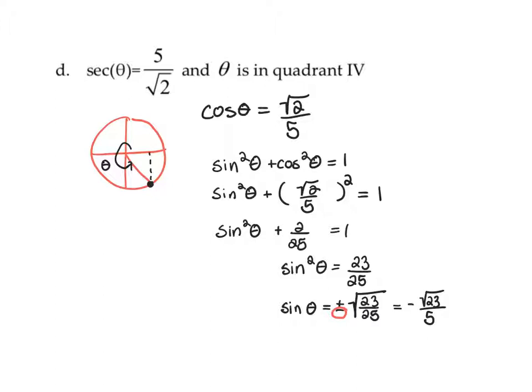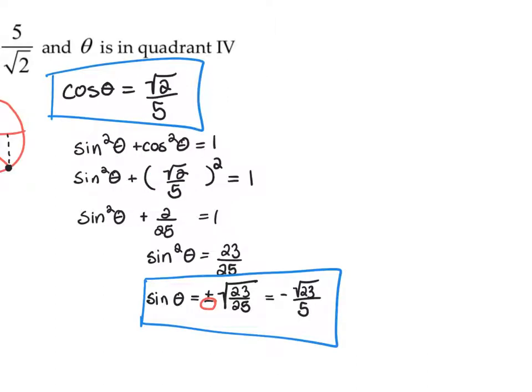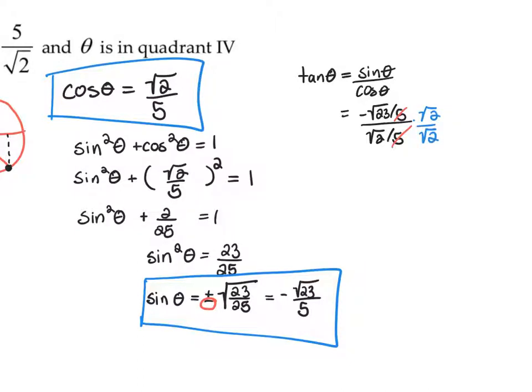Now that I've got sine and cosine, I can basically get everything else. So I can get tangent by doing the ratio of sine and cosine. So now we can say that the tangent of theta is the sine of theta over the cosine of theta. So negative root of 23 over 5 over the square root of 2 over 5. Those 5's can cancel, and then I will rationalize by multiplying by the square root of 2 over the square root of 2. So I get negative square root of 46 all over 2.